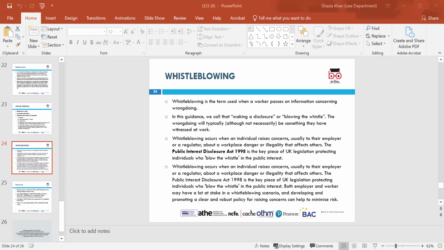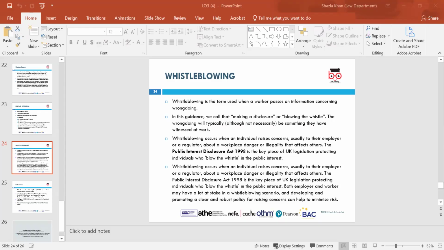The definition of a whistleblower: if you're a worker and you report certain types of wrongdoing, this will usually be something you've done at work, though not always. The wrongdoing you disclose must be in the public interest. This means it must affect others, for example, the general public. As a whistleblower, you're protected by the law. You should not be treated unfairly or lose your job because you've blown the whistle.